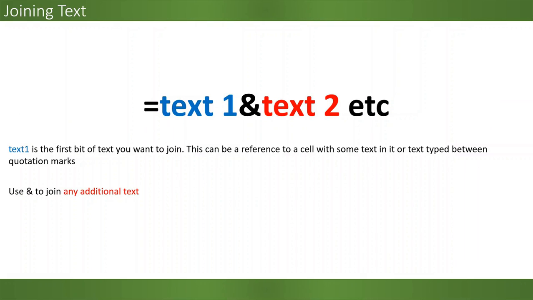And then the next method is, instead of using a function, using the ampersand sign between texts. So again, these could either be bits of text typed between quotation marks or references to cells with text in them. And then you put the and sign or ampersand sign in between the bits of text, and it will combine them all in one cell.